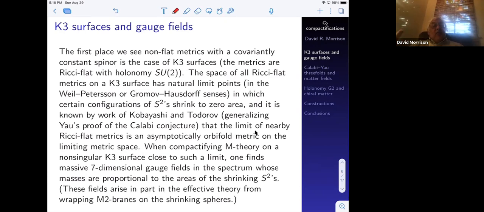Those metrics also have compatible complex structures. There's more than one complex structure compatible with the metric, and the physics is more interested in the metric than the complex structure. So the metrics are Ricci flat. They have holonomy SU(2) contained in SO(4). And the space of all Ricci flat metrics we can describe.